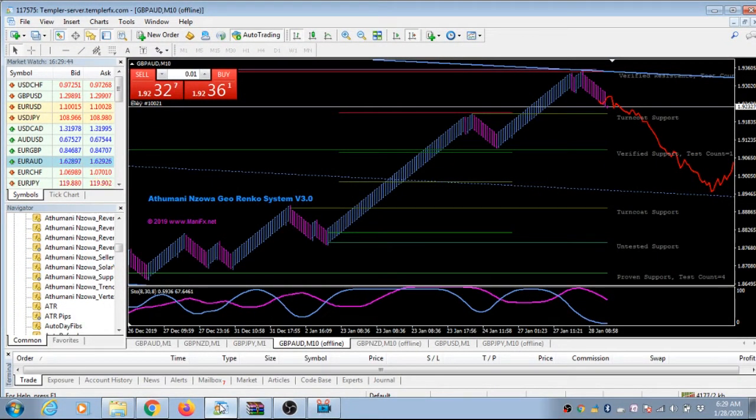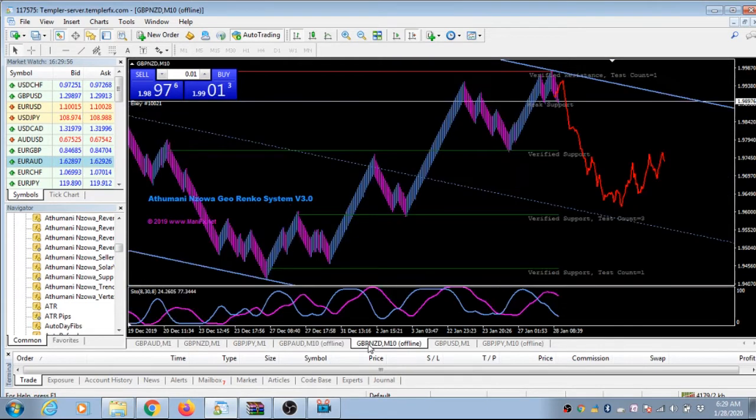I'm extremely happy today to introduce to you my newest version of Geo Renko System version 3. In this version, I have added so many things and improved a lot of things in increasing the accuracy of the system, and also to get the perfect entry and the perfect exit of a position.